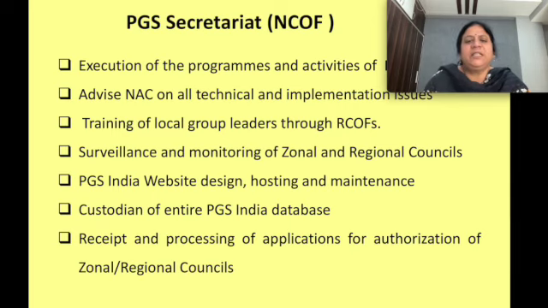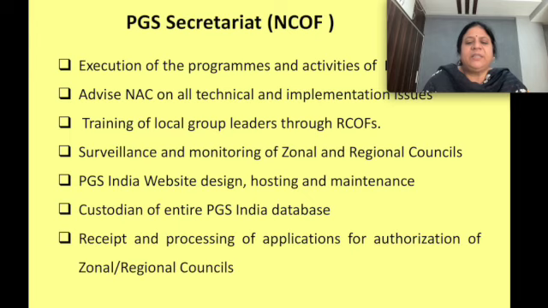NCOF is the PGS Secretariat. All the activities will be executed by the NCOF. It advises the NAC, National Advisory Committee, on all technical and implementation issues. Training of local group leaders through RCOFs, regional councils. Surveillance and monitoring of zonal and regional councils. PGS-India website design, hosting and maintenance. That is more important. Every action is on the PGS-India website.